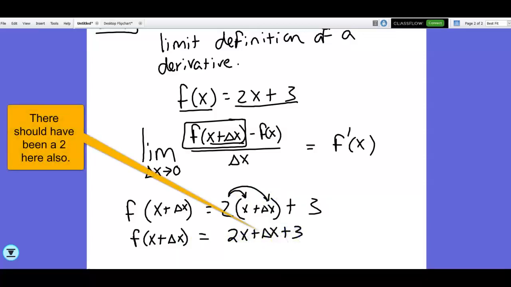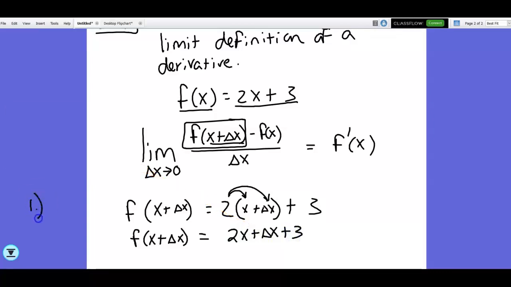So that's step 1, I'm going to call it. Find f of x plus delta x. All right, there's our step 1. Find f of x plus delta x. And basically you're just going to plug x plus delta x into the original function to do that.